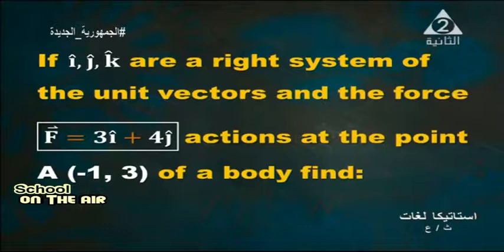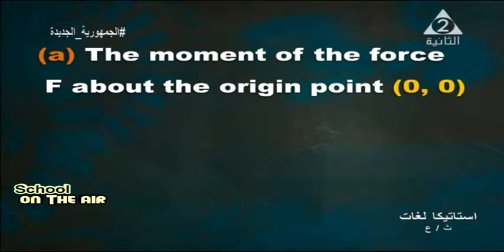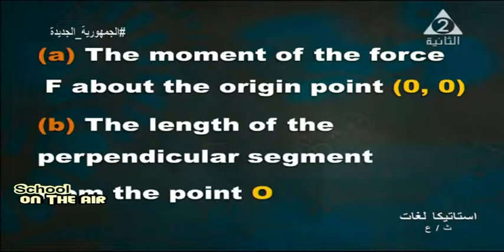Look at another example. If we have i, j, k as a right system of unit vectors and the force F equals 3i plus 4j. This force acts at a point A (-1, 3) of the body. Find, first, the moment of the force F about the origin point. What's the meaning of the origin point? It is (0, 0). Second, the length of the perpendicular segment from the point O.